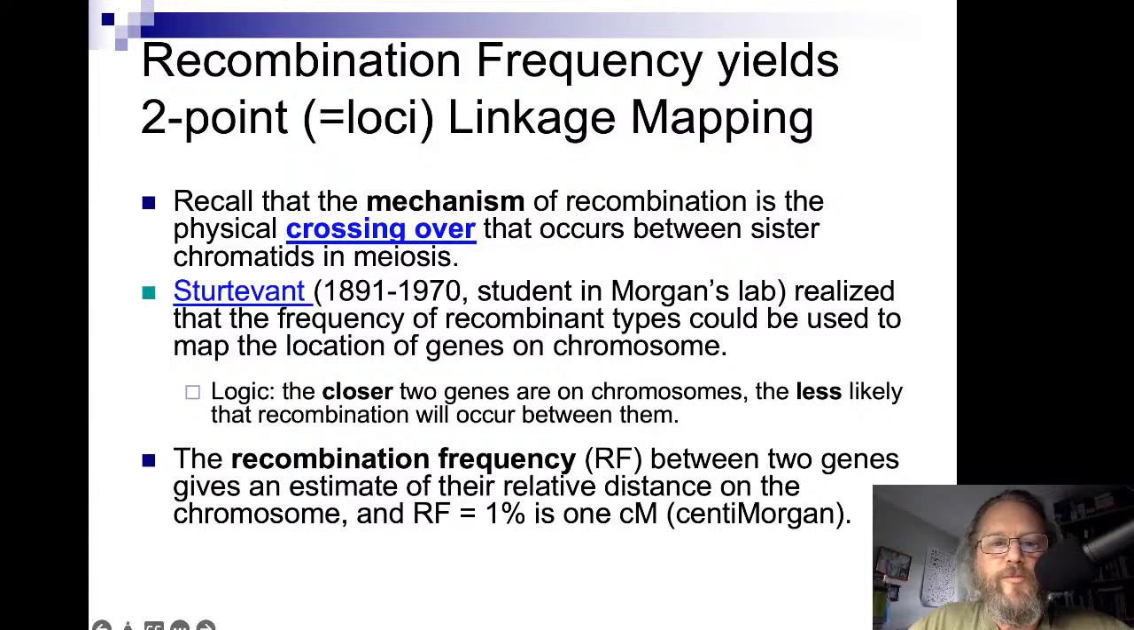Yields what's called a two-point linkage map. Crossing over, relevant person is Sturtevant. He didn't get the Nobel Prize, but it was his idea that the recombination frequency can be used to generate map distances. And we still use it today. The units are centimorgans, in honor of Mr. Morgan.